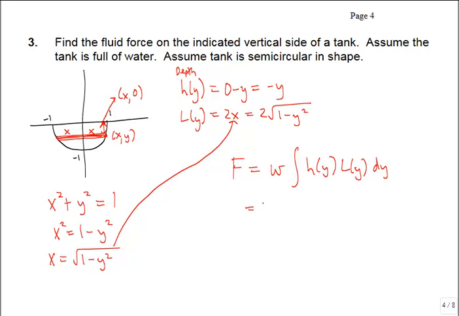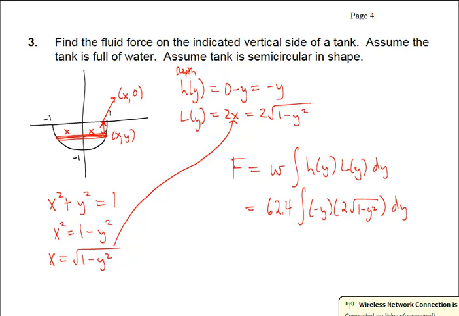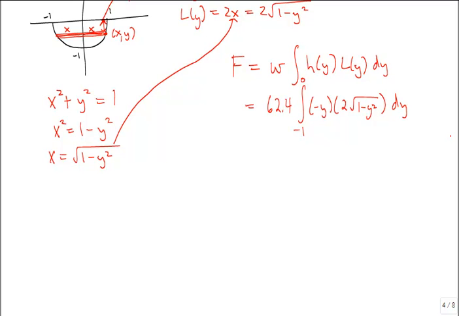And in this problem, we're dealing with water again, so this is going to be a weight density of 62.4. Our depth function was negative y, and our length function was 2 square root of 1 minus y squared dy. And what are my bounds? Well, this y value ranges along this semicircle, so that y value is 0 at the top, and then it goes as low as this negative 1 down here at the bottom. So my bounds for y are negative 1 up to 0. You always want the lower bound on the bottom, the higher bound on the top.